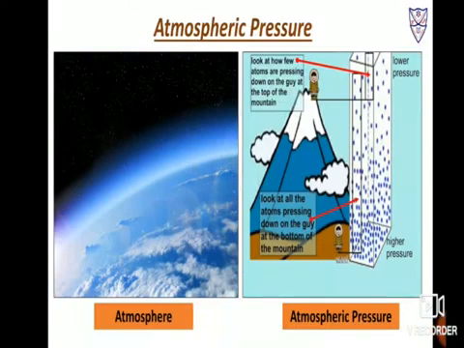Now students, let us understand atmospheric pressure. The layer of air surrounding our earth is called atmosphere. The air has weight, so it creates pressure on the objects below. The pressure exerted by the air due to its weight is known as atmospheric pressure. The atmospheric pressure on the surface of Earth is more, whereas the atmospheric pressure at high altitude, that is on high mountains, is less.